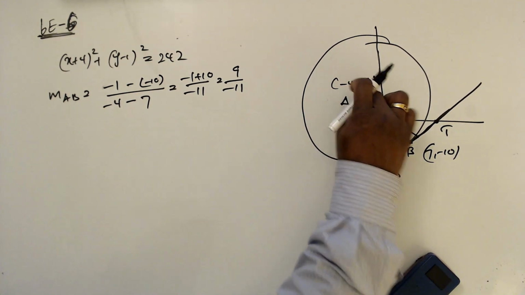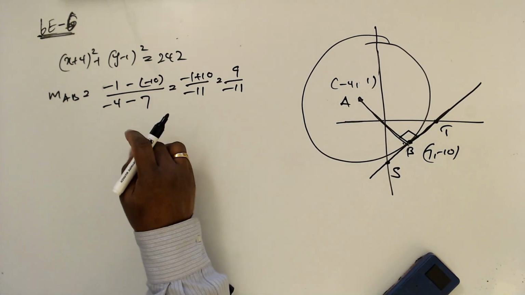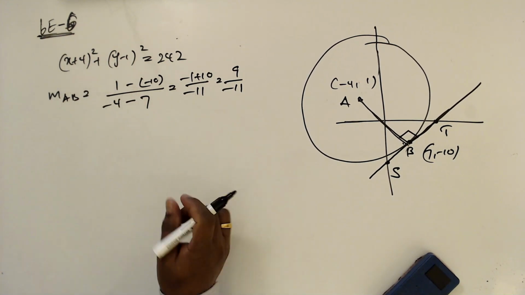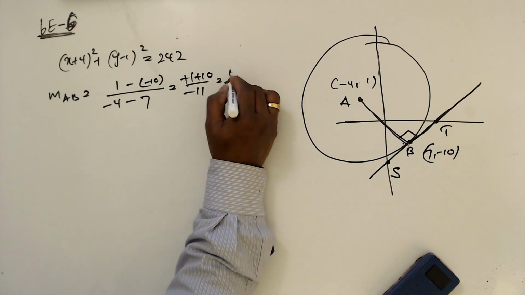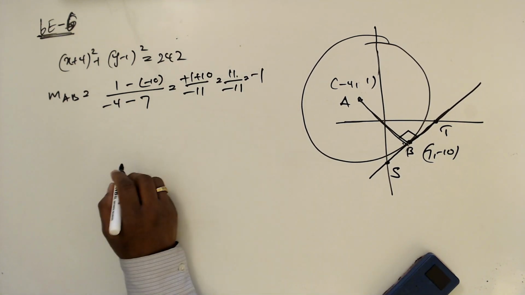This is 1, not minus 1. And because of that, this is 1, so this is going to be plus 1. This is going to be 11. And this is going to be minus 1.